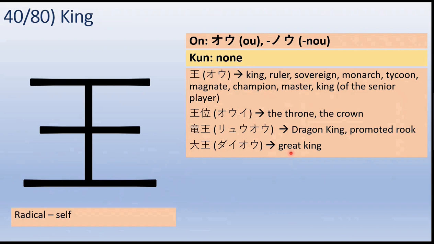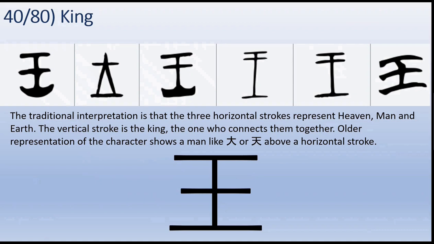This is a radical in itself, and this is the stroke order. The first stroke, the second stroke, the third stroke, and the fourth stroke. And this is how this symbol has evolved. So these are the ancient symbols. You can see the traditional interpretation is that the three horizontal strokes represent heaven, man, and earth. The vertical stroke is the king, that is the one who connects all these three together.